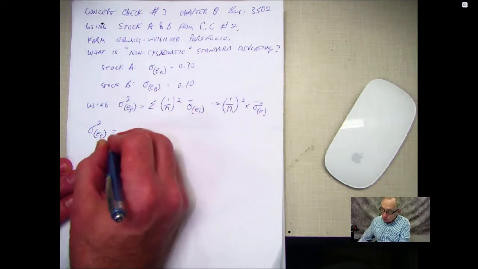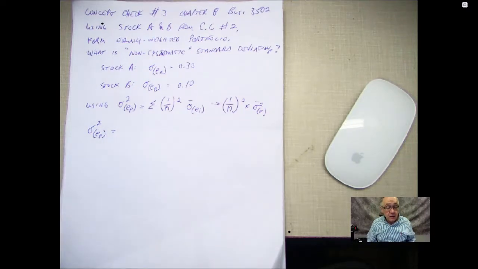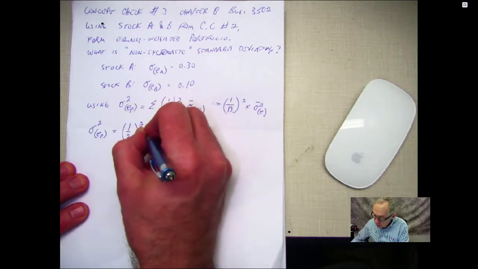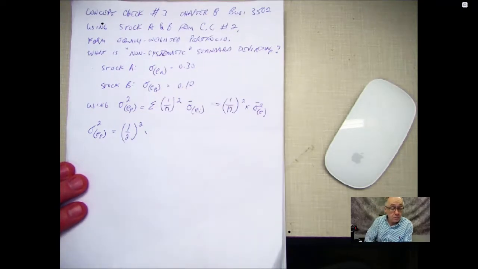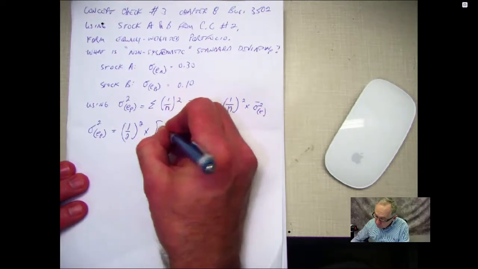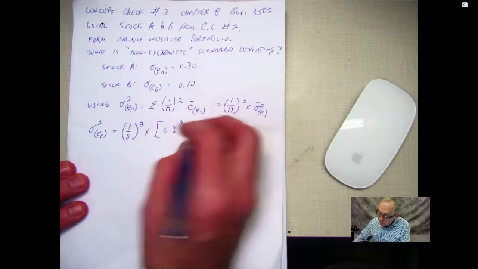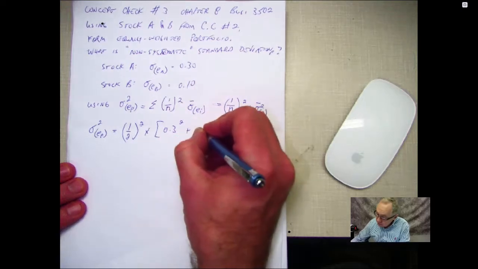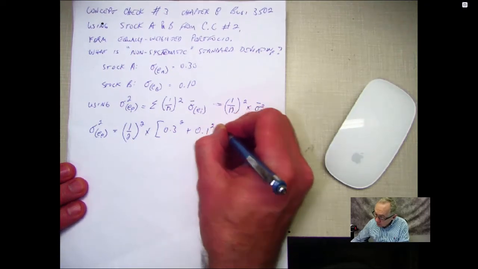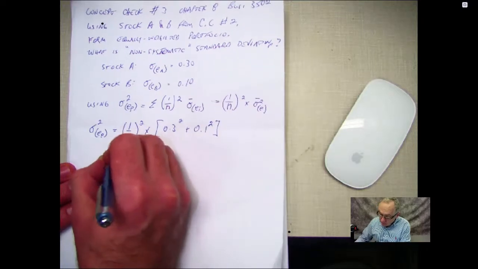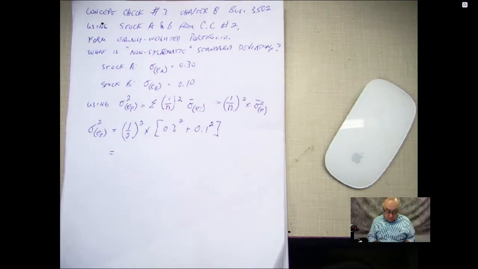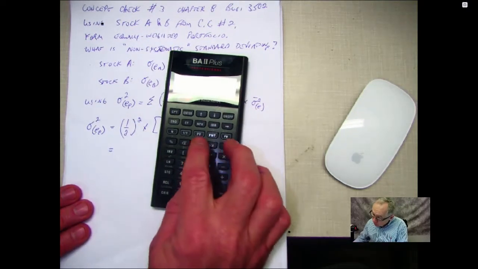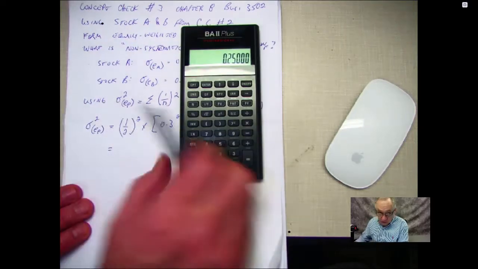Unsystematic risk of a portfolio equally weighted A and B becomes 1/2 squared times 0.3 squared, which is the variance of A, plus 0.1 squared, the variance of B. And calculator, 0.5 squared is 0.25.